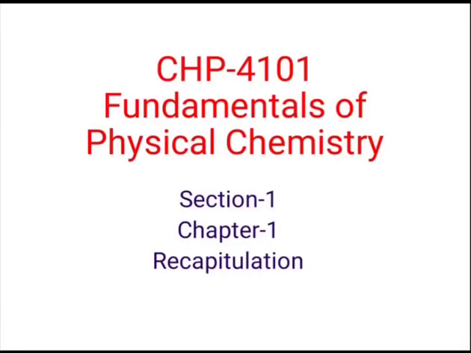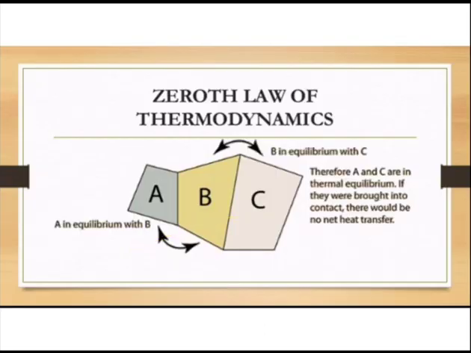Students, in the previous lecture we have seen Section 1, Thermodynamics, and our paper code is CHP 4101, Fundamentals of Physical Chemistry. We have seen the revision of thermodynamics in the previous lecture because our first topic is recapitulation. Here we have seen some definitions.